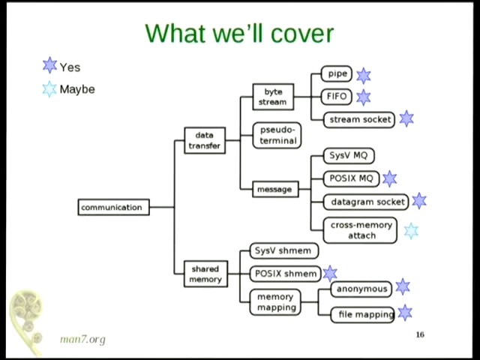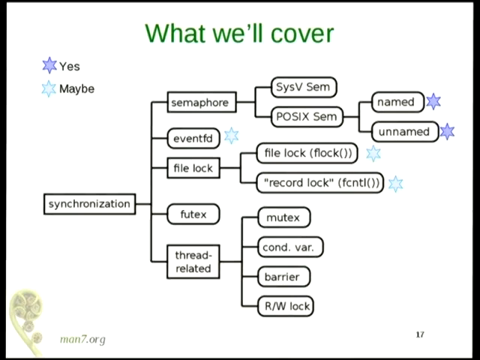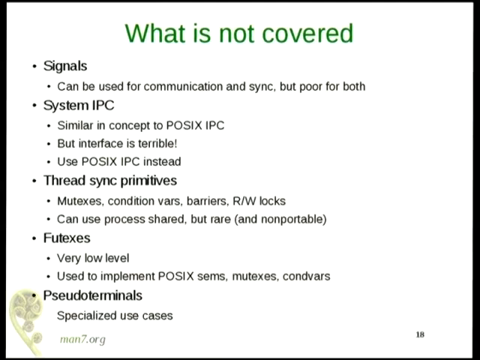So this is an indication of what we're going to try and cover today. The bold blue stars are the ones I want to try and spend some time on, and the pale blue stars are the ones I might get to if we have some time. And if I don't, you can always ask me questions later. Synchronization methods, mainly I want to talk about semaphores. We might find time to talk about file locks and event file descriptors as well. These are the pieces I'm not covering, and I think I've already explained in most cases why.